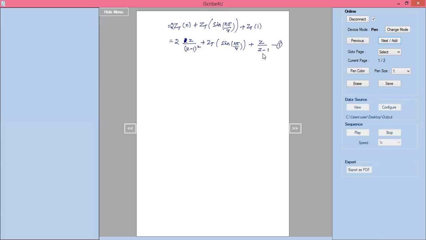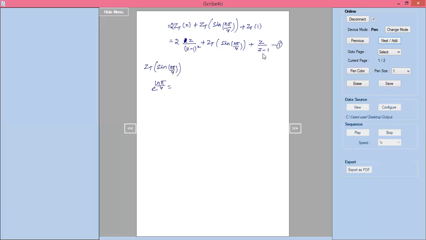I will evaluate Z transform of sine(n pi by 4) separately. You can evaluate Z transform of sine(n pi by 4) separately. How do you evaluate sine(n pi by 4)? Now we know that e power i n pi by 4 equals, we already have done, sine n theta.